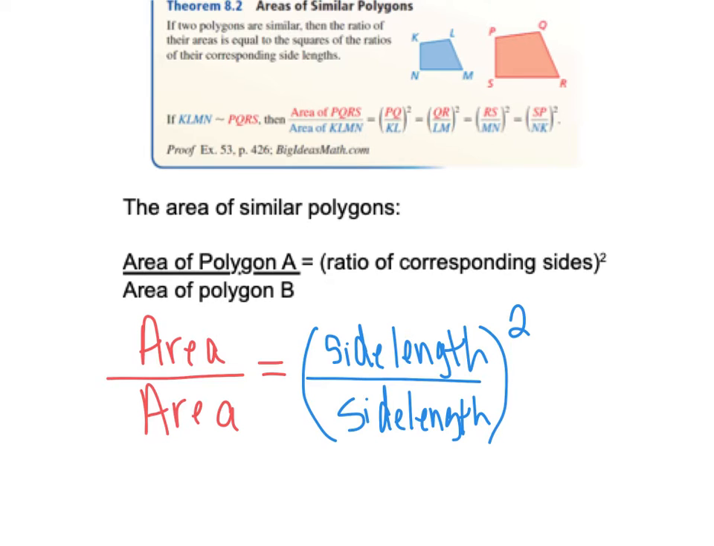Okay? And of course, the area of whatever this triangle is would go with the side length of that triangle. The area of this triangle would go with the side length of that one. It doesn't have to be a triangle. It could be a square, a rectangle, a trapezoid, whatever. So here's our formula that we're going to be using. So let's go ahead and look at a couple of examples.